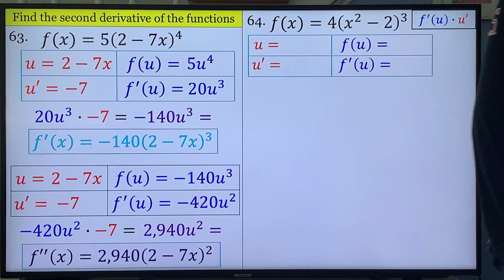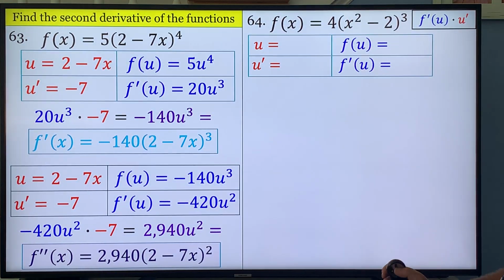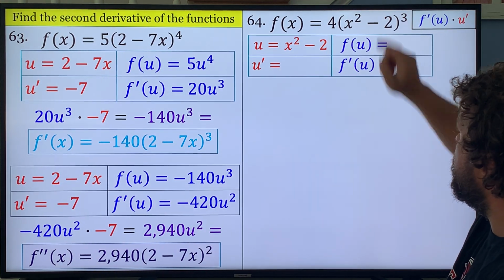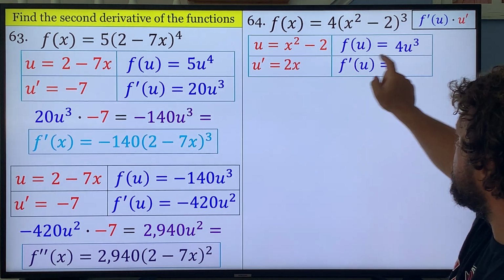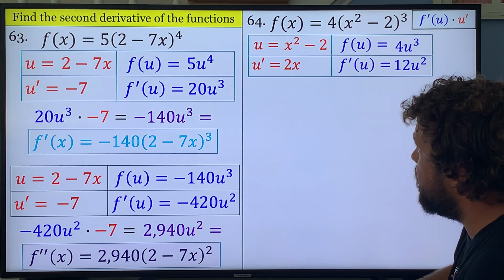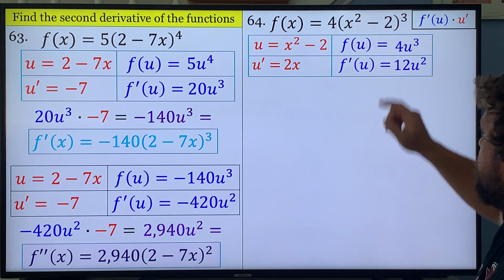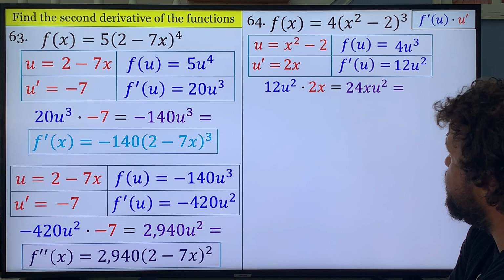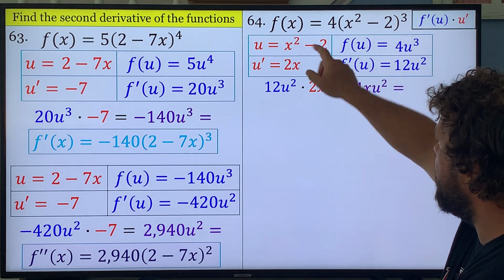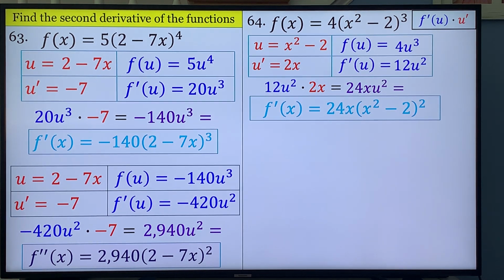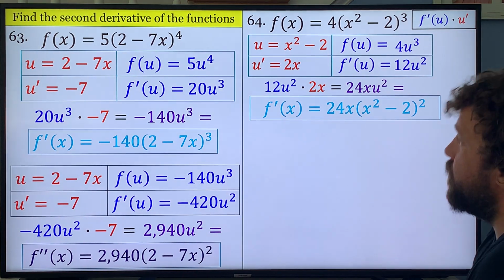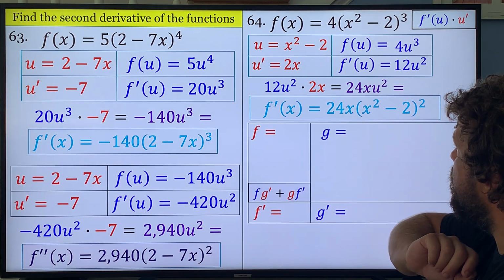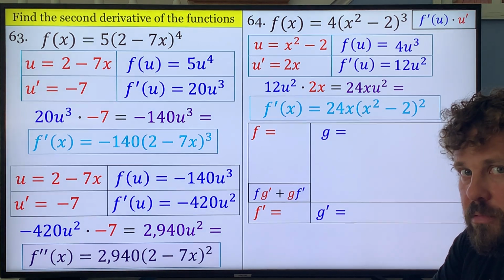Good, we'll probably end this at about an hour 40. It's not terrible, like the last one. x squared minus 2 is u. 4u cubed. 2x. 3 times 4 is 12u squared. All right, 2x times 12u squared is 24xu squared, right? 24x, x squared minus 2 squared. Still okay? Uh-oh. Sorry.